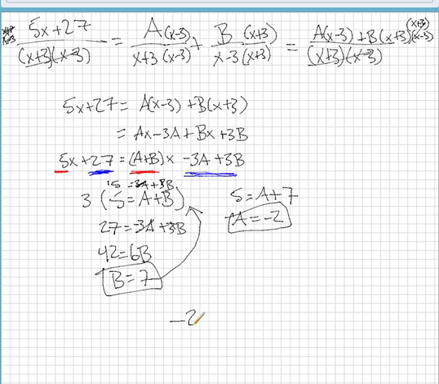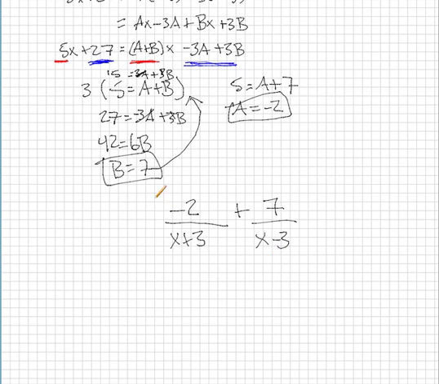So we're plugging these back into the right side of the equation. Negative 2, that's what we plugged in for a, over x plus 3, plus 7 over x minus 3. And there's our answer right there. And just to check it, we're going to check our answer by adding these two fractions together.